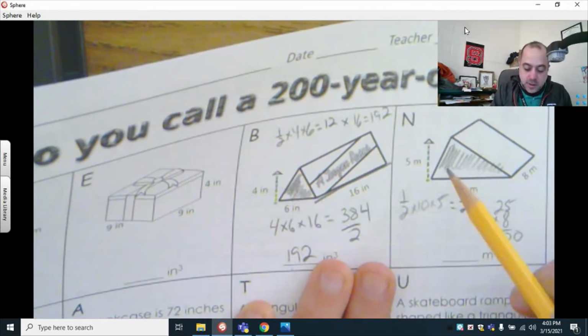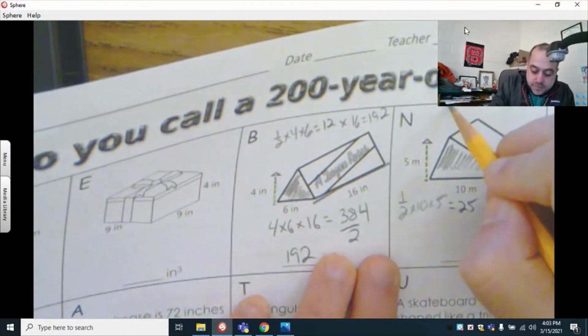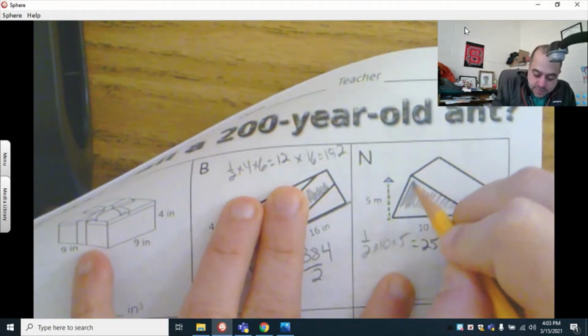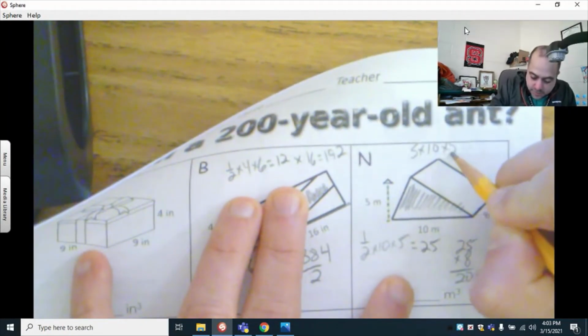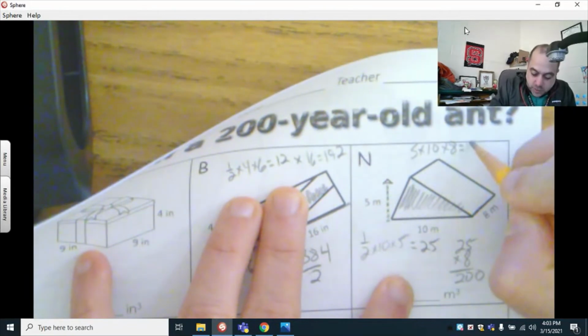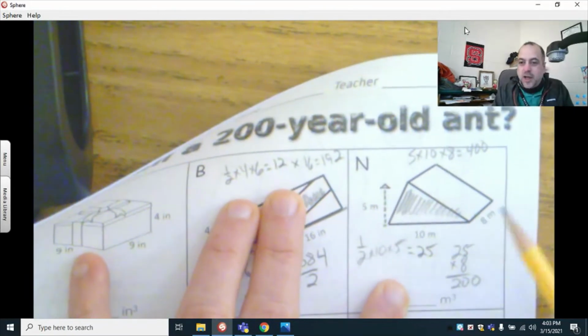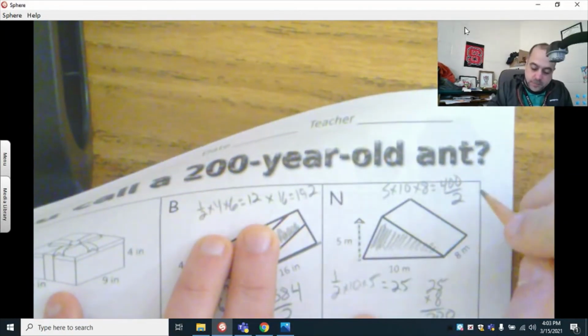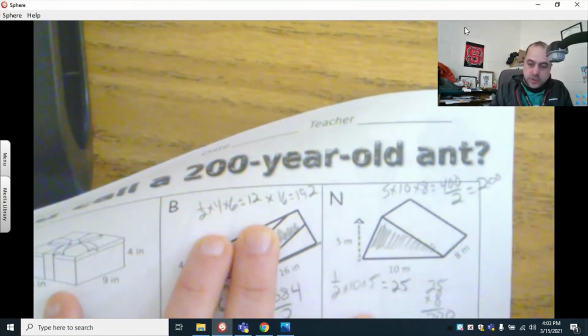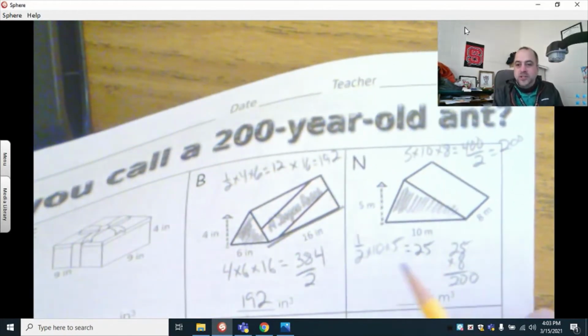Okay? Now, another way to do it, remember, because it's a triangle, is to just times all three. 5 times 10 times 8. You could do it this way too. Okay, that's 400. But remember, since it's a triangle, not a rectangle, we only want half of it. Divide it by 2, and you also get 200. So there's 2 ways to do it when it's a triangle.